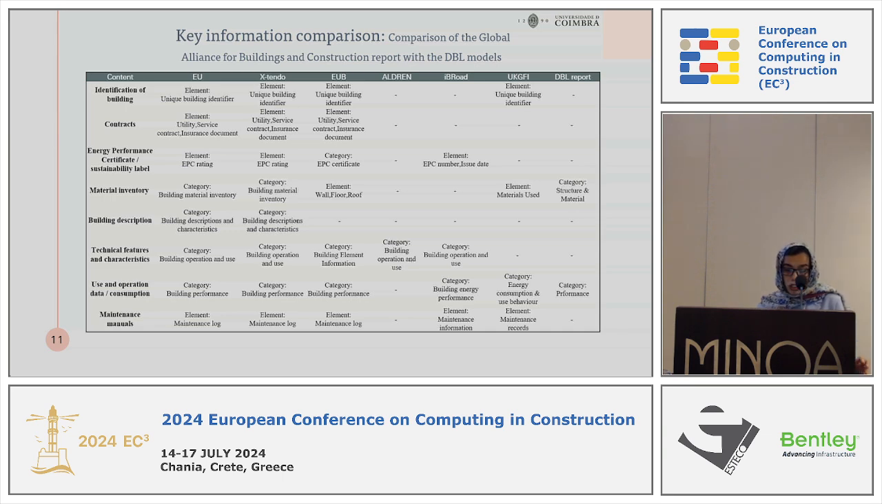We used the Global Alliance for Buildings and Construction report, and we compare the main content of this report with the other data models. In some cases, the group of elements, the categories, was similar to the global report. In some cases, the elements were similar. For example, for the identification of the buildings in the EU model, we have a unique building identifier, and we just use the knowledge-based method because there is not a similar character when we wanted to compare these models.